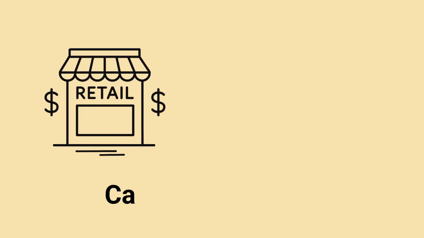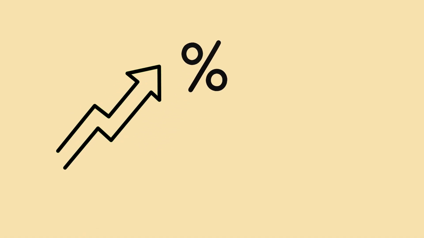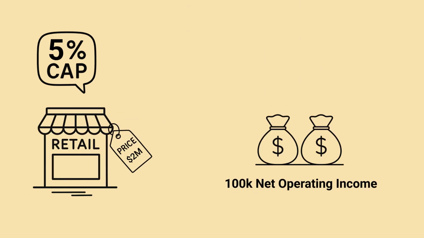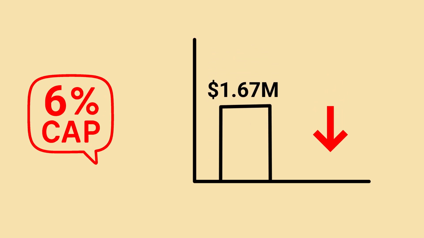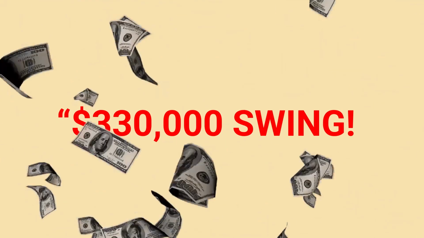On paper, cap rate is simple. NOI divided by price. It's the yield you'd earn if you bought the property in cash. At a 5% cap rate, a $2 million property produces $100,000 of NOI. At a 6 cap, that same $2 million income stream should only cost $1.67 million. That's a $330,000 swing from just a 1% change.